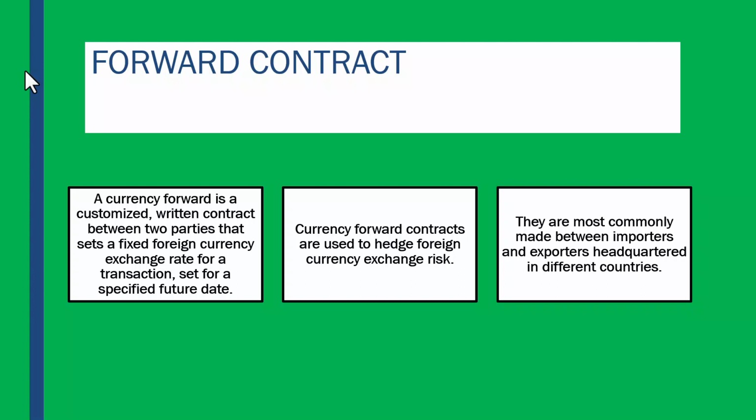Just read that. A currency forward is a customized written contract between two parties that sets a fixed foreign currency exchange rate for a transaction set for a specified future date. Currency forward contracts are used to hedge foreign currency exchange risk, and they are most commonly made between importers and exporters headquartered in different countries. Okay, is it clear?